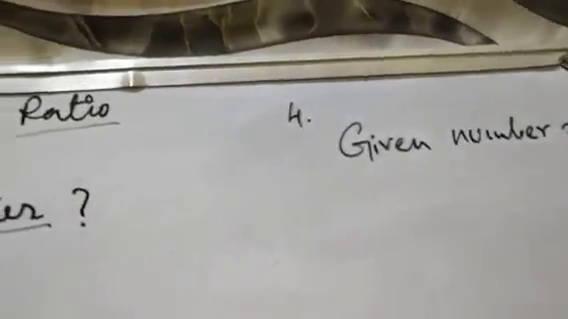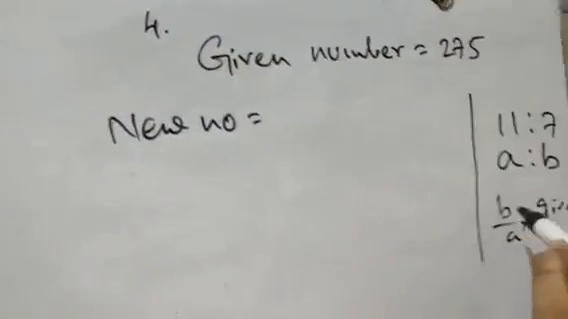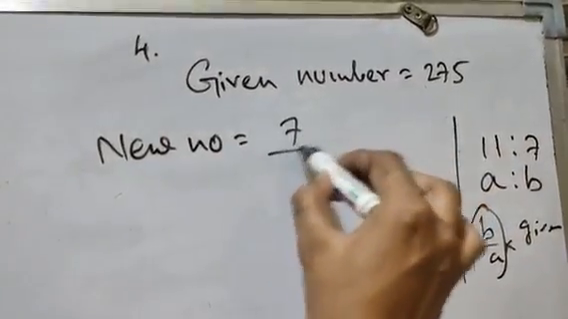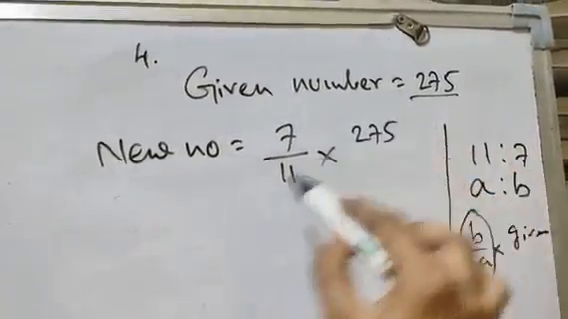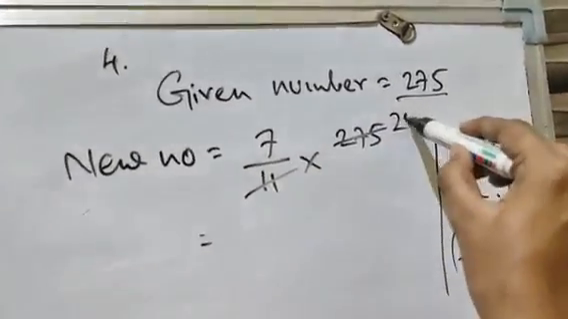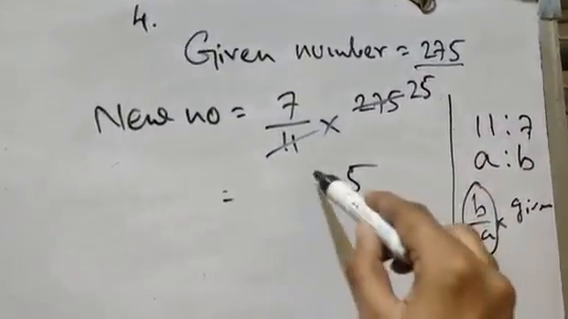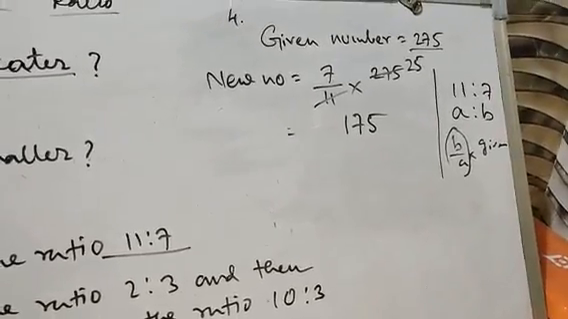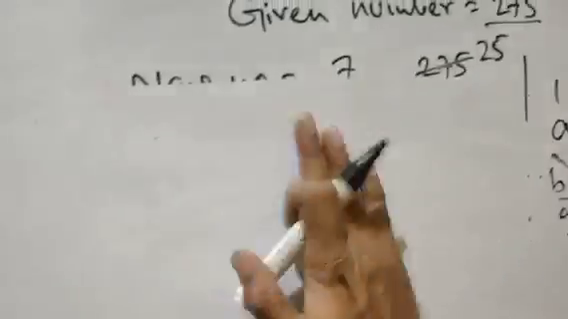So the new number will be B by A. Here B is 7, A is 11. So B by A means 7 by 11 into given quantity. The given quantity here is 275, so put 275 here. Now reduce. 11 2s are 22, 5 5s are 55. So 7 5s are 35, carry 3, 7 2s are 14 and 3 is 17. So your answer is 175. This is the answer. 175 is the answer.